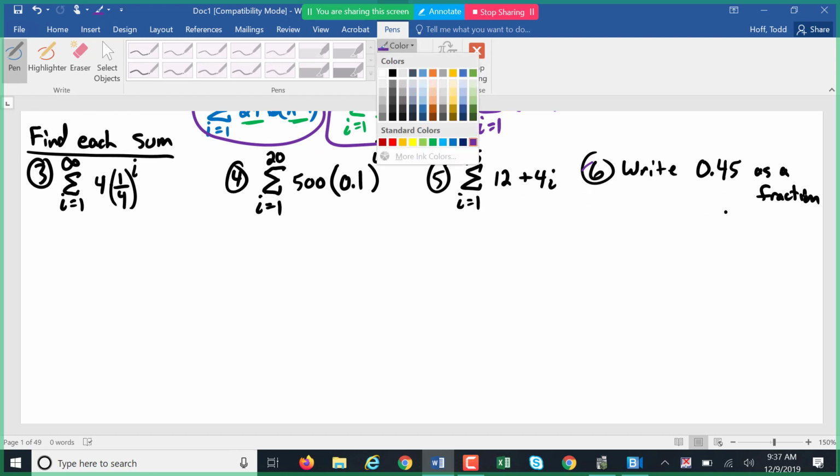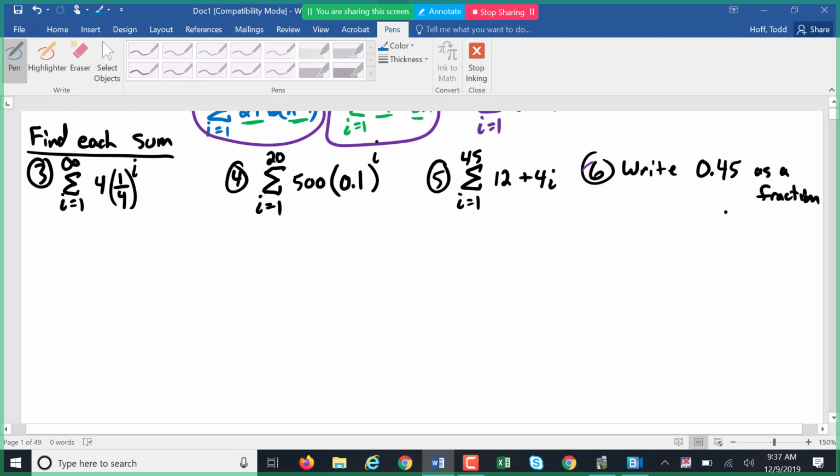Number 3, 3 through 5 actually, we're trying to find those sums. One of them is infinite. Number 3 is infinite. We are going from 1 to infinity of 4 times 1/4 to the power of i. Well, this is a geometric sequence. And in a geometric sequence, if we are going for an infinite sum, the formula is that the infinite sum is equal to a1, that first term, over 1 minus r, where r is that common ratio.